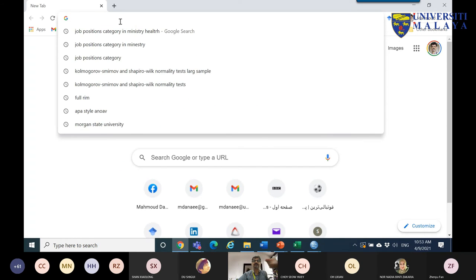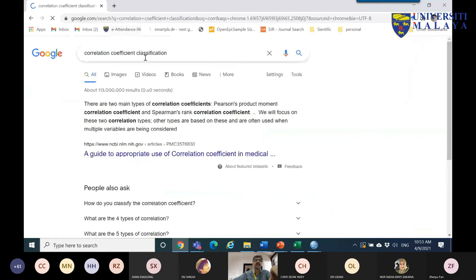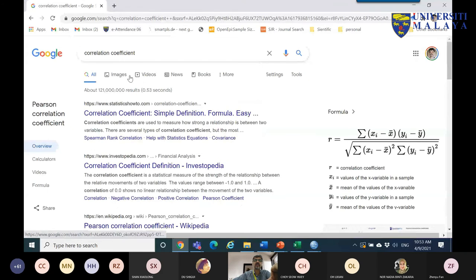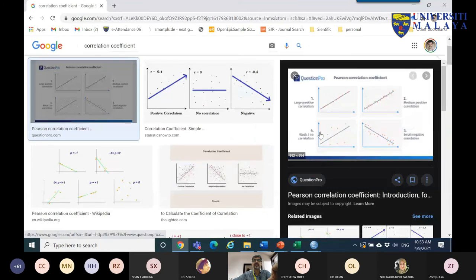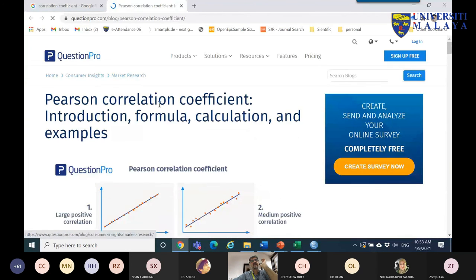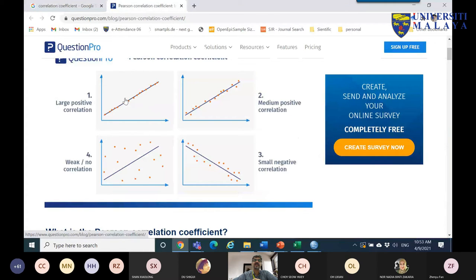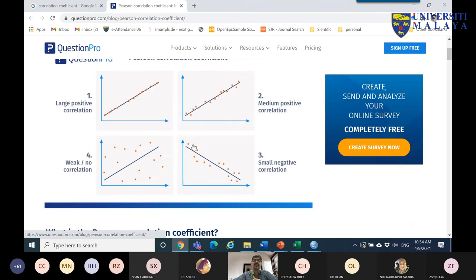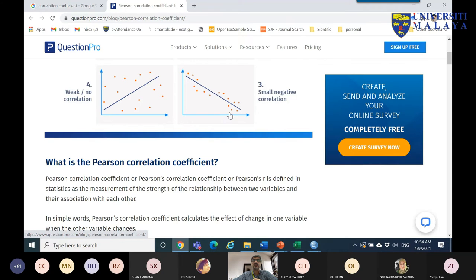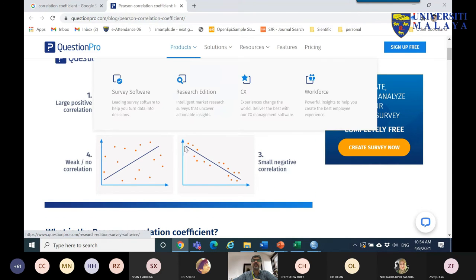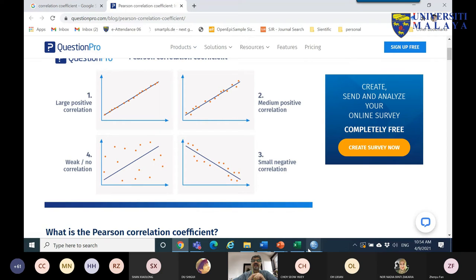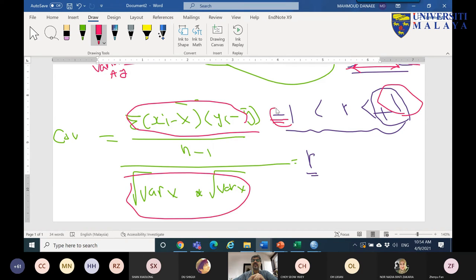So let me show you something. When we talk about correlation coefficient, look here, this is the relationship. A very large and positive or high correlation: by increasing one variable, the other variable also increases, so they are highly correlated positively. And here we have a negative correlation, a negative relationship. When you report the Pearson correlation coefficient, you need to talk about two things. First, the direction of the relationship, and then the strength of the relationship.